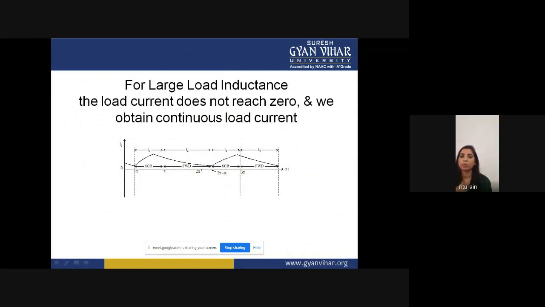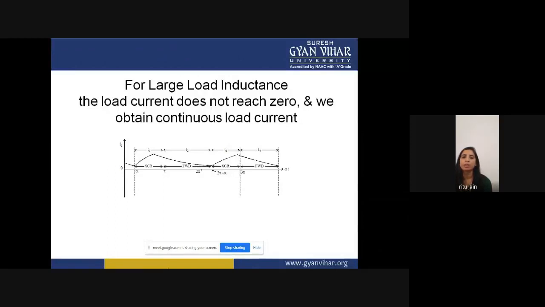Actually, in the previous lecture, we discussed an RL load. In RL load, the inductor supplies the stored energy from load to source, and when it supplies the energy from load to source, the current should be zero at pi, but it was not. The value of current was not zero at pi. It is extending some angle. That angle was theta, which is called the extension angle.